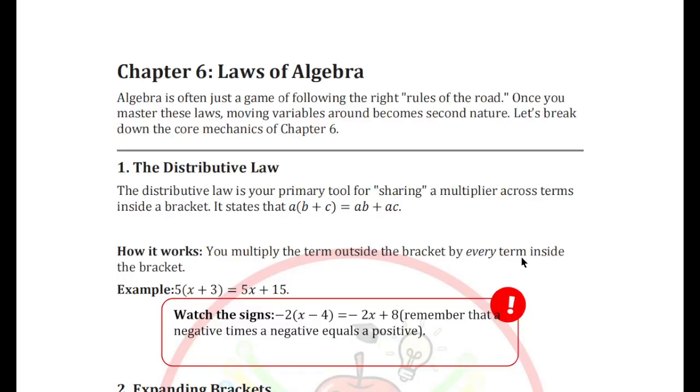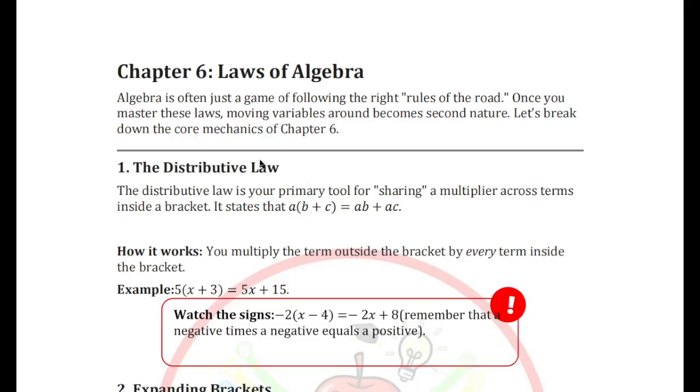Let's try to look at the laws of algebra. This is one of the most important parts whenever we are dealing with algebra, because a lot of people have challenges with it. So algebra is often just a game of following the right rules. Once you master these laws, moving variables around becomes second nature. Let's break down the core mechanics of chapter 6. What do we mean by laws of algebra? We just need to follow these laws.